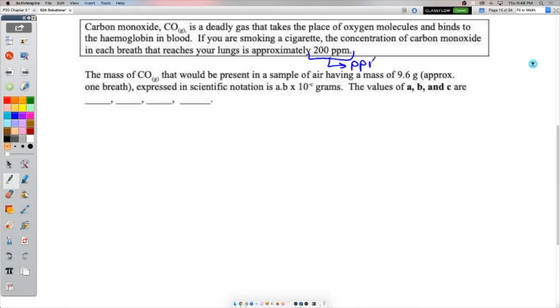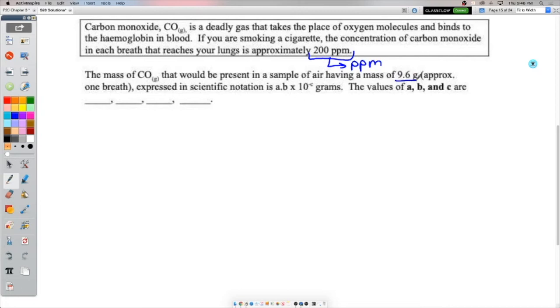So obviously that's our ppm, okay? What is that saying? It's saying that if you take a million of your lung particles when you're smoking a cigarette, 200 of those air particles are going to be carbon monoxide particles, let alone all the other nasty stuff in a cigarette. So the mass of carbon monoxide that would be present in a sample of air having a mass of 9.6 grams, okay, which is about the mass of one breath.